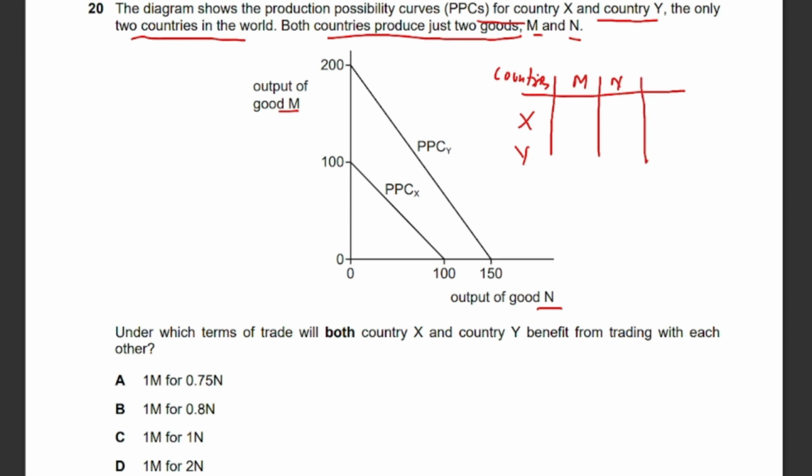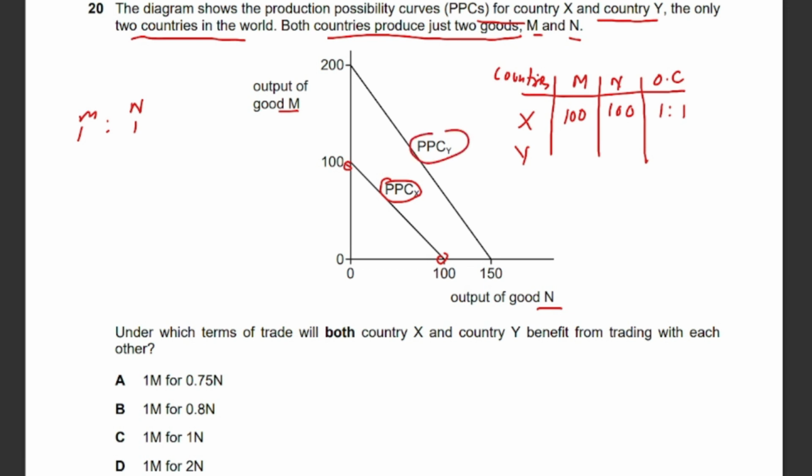Okay, so we will also add one more column to find out opportunity cost. This is country X, the PPC of country X. Country X can produce 100 units of product M and 100 units of product N, right? So its opportunity cost will be 1:1, right? So 1M ratio 1N.